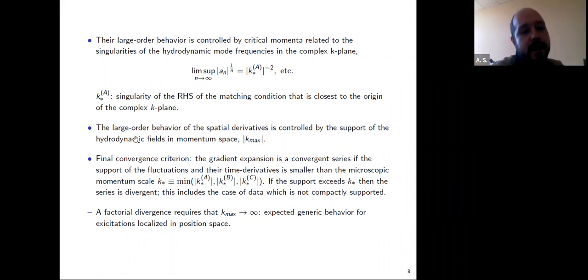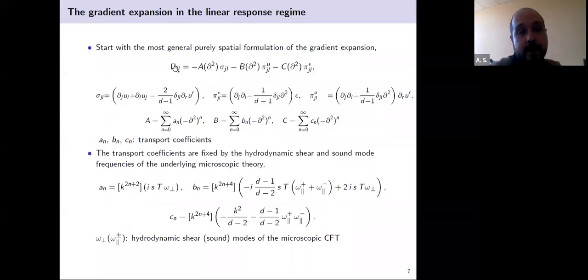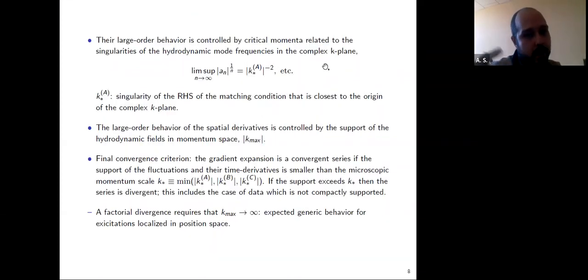Okay. So just taking into account this observation, you can put forward the final convergence criterion for this gradient expanded constitutive relations when evaluated on a particular fluid flow, which is that the gradient expansion is going to be a convergent series if the support of the fluctuations under time derivatives is smaller than the microscopic momentum scale defined by the minimum of the absolute value of these three critical momenta. And if the support exceeds this critical microscopic momentum scale, then the series is going to be divergent.